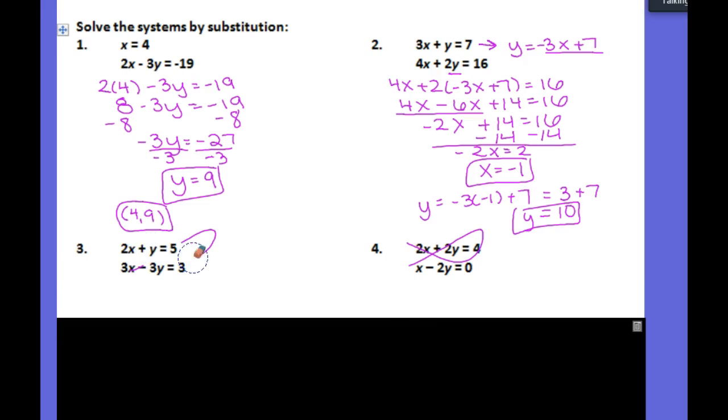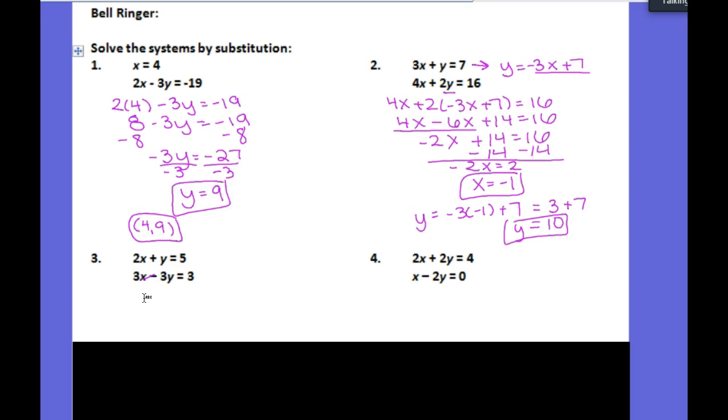Okay, and number 3 and 4, again, we had to do something similar where we were going to solve for one of the equations and plug back into the other. So what we would do is solve that equation for y. So I would solve that first one for y, getting y equals negative 2x plus 5. I would then take that y value and plug it into the other part. So you had 3x minus 3 times negative 2x plus 5 equals 3.